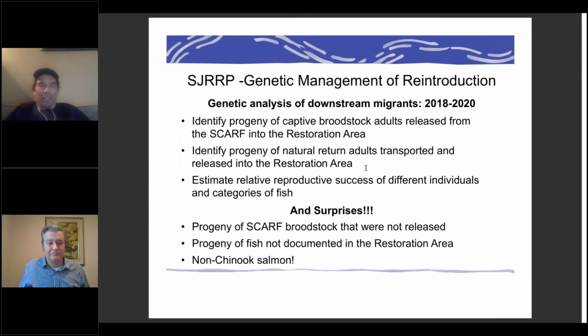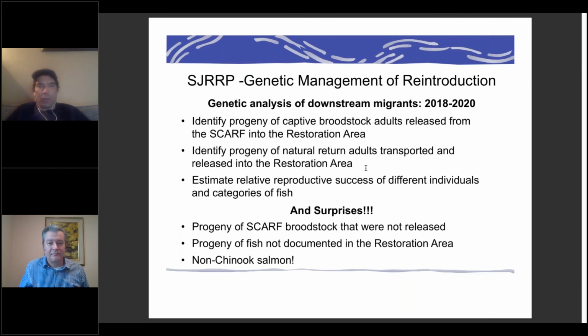The 3 that I want to point out to you here, and I can talk with you all about the details later, is that in both years we found progeny of SCARF broodstock that were not known to have been released. We think that those are either trap efficiency fish that were not recognized as such, or unintended releases. In 2018, we discovered progeny of fish that were not documented in the restoration area. We're not sure how those fish got into the restoration area and spawned, but they spawned with some of the adult release fish and by themselves. And they were all spring Chinook, pretty interesting.